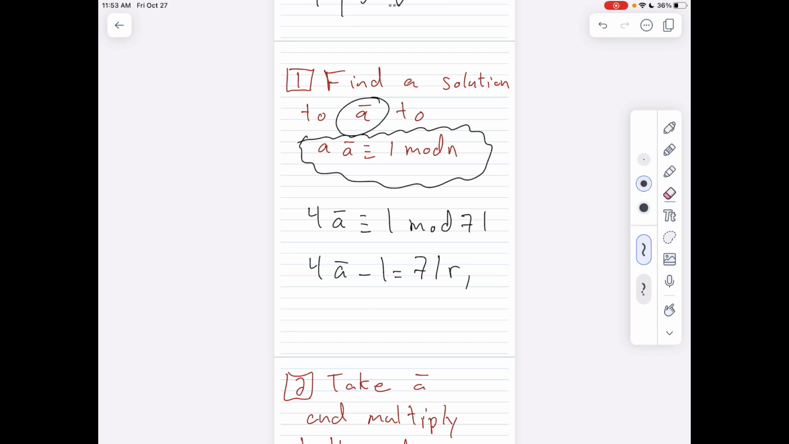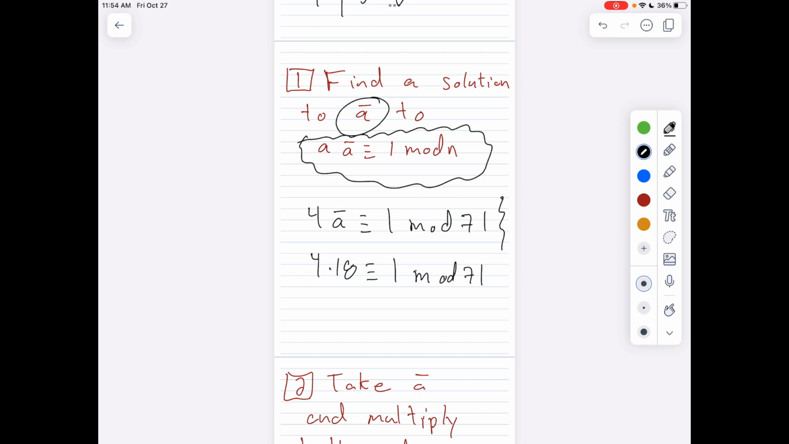Okay, and let me erase this real quick. The way to look at it is to ask yourself, what number times 4, whatever that result is, minus 1 is divisible by 71. That's another way of saying what we have here. Well, in this case, if you look at a number near 71, like 72, 72 is divisible by 4. So 4 times 18 would be congruent to 1 mod 71.